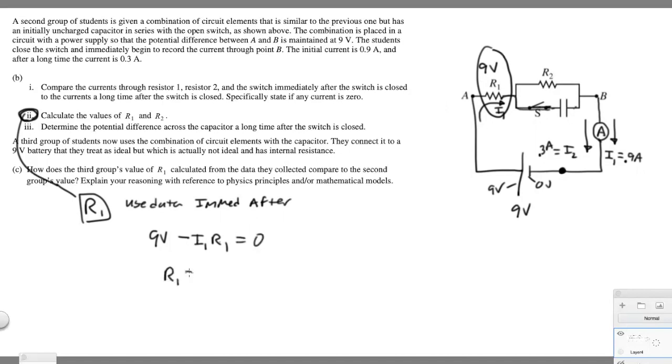So we can solve this for R1. That's going to be 9 volts over I1. So 9 volts, I1 is 0.9. This gives us 10 ohms. Okay, let's do something similar to find R2.